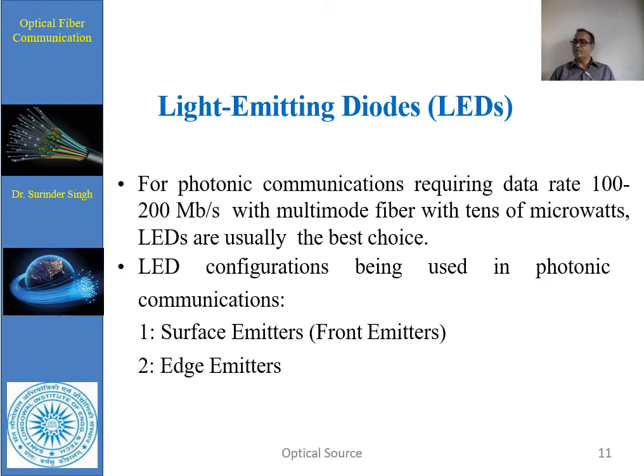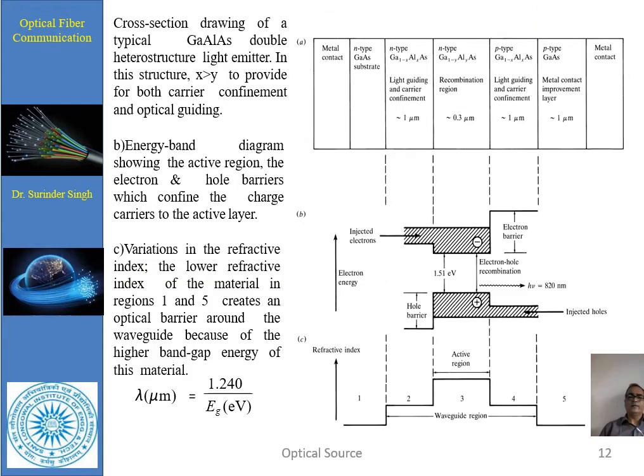High quantum efficiency is also desired. That means to say that the electrons and holes recombine radiatively, giving radiative recombination instead of non-radiative recombination. So for that, a certain kind of arrangement has to be made.